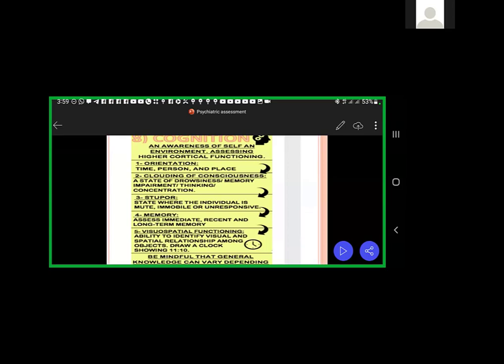And then be mindful that the general knowledge can vary depending on the culture and the ethnicity of the patient. So cognition, when you are assessing it, you look out for orientation, look out for memory, look out for spatial functioning. Some also look at judgment, in addition.